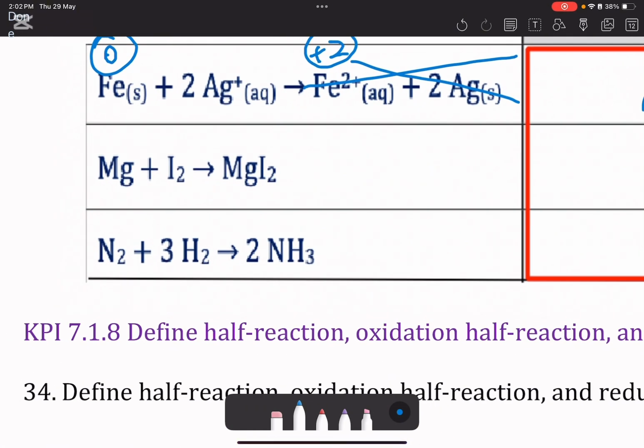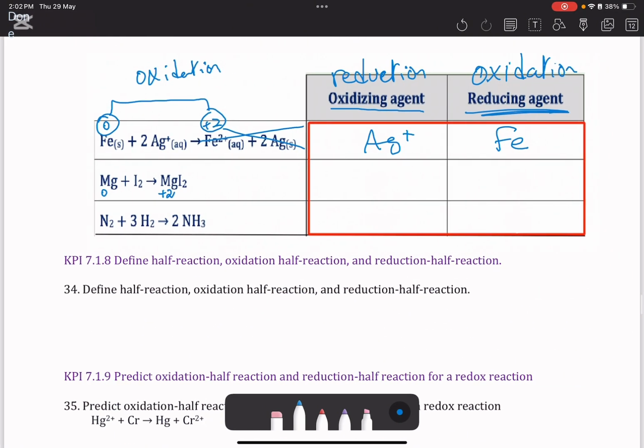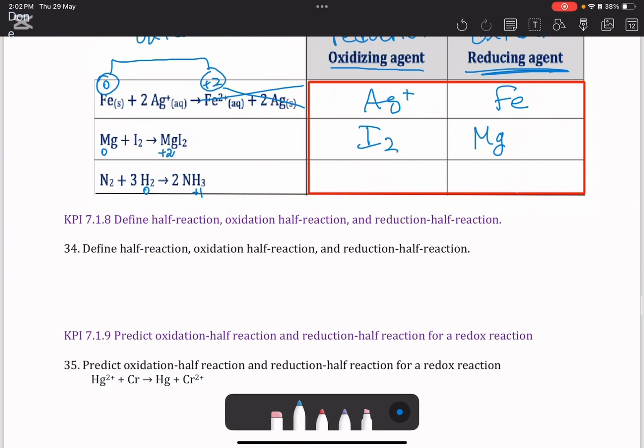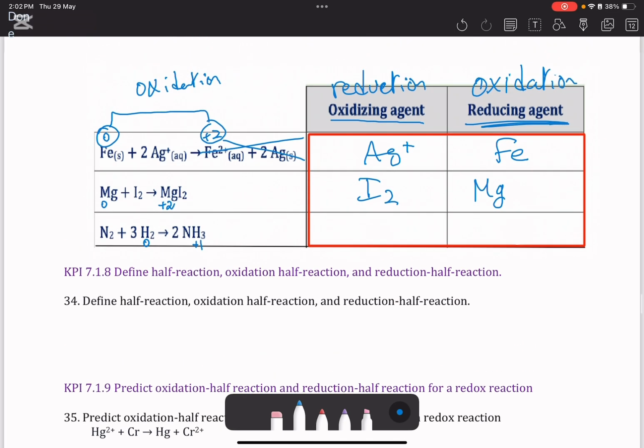Now, I2 and Mg in a free element is 0. Mg belongs to group 2, that's a positive 2. So magnesium got oxidized, so it's called a reducing agent. I2 is an oxidizing agent. Similarly here, H is 0, a free element, turned to positive 1 in a compound. H got oxidized, meaning it's a reducing agent, and I2 is an oxidizing agent. For more practice, check my video tutorial.